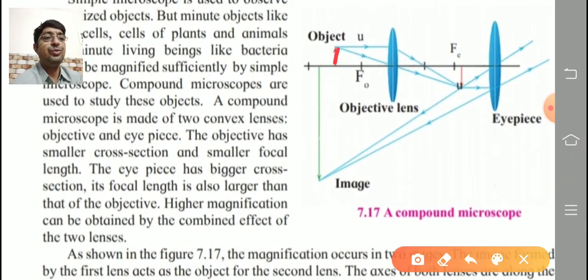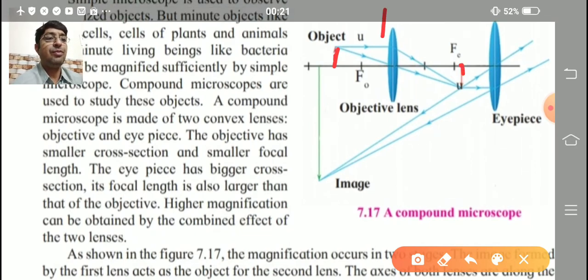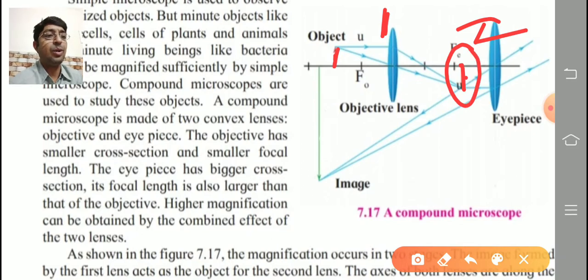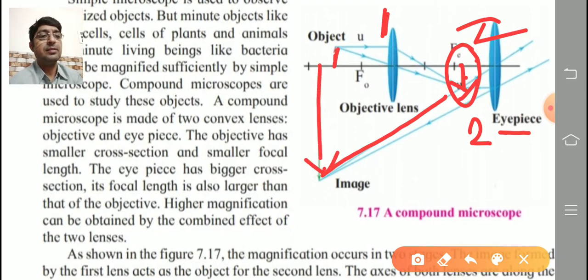So this is the object for this first lens. Then the image is formed by this first lens, and this image acts as an object for this second lens, that is the eyepiece, and a virtual and erect image is formed.